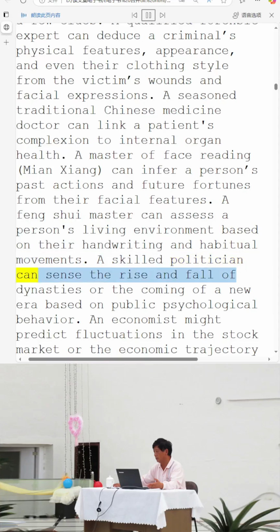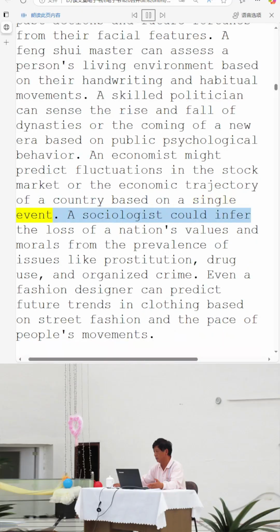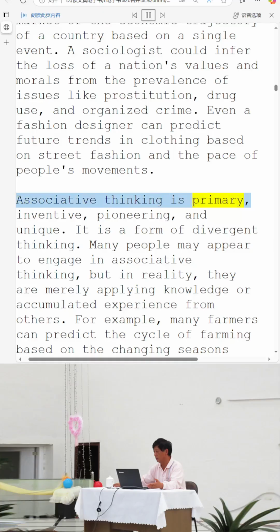A skilled politician can sense the rise and fall of dynasties or the coming of a new era based on public psychological behavior. An economist might predict fluctuations in the stock market or the economic trajectory of a country based on a single event. A sociologist could infer the loss of a nation's values and morals from the prevalence of issues like prostitution, drug use, and organized crime. Even a fashion designer can predict future trends in clothing based on street fashion and the pace of people's movements. Associative thinking is primary, inventive, pioneering, and unique. It is a form of divergent thinking.